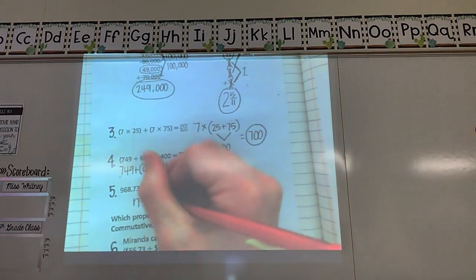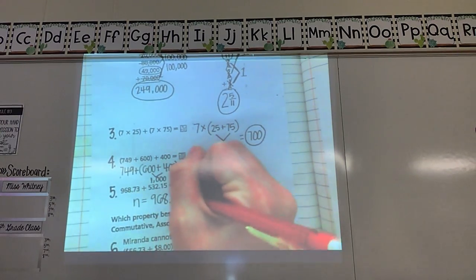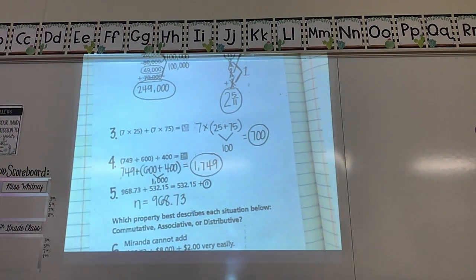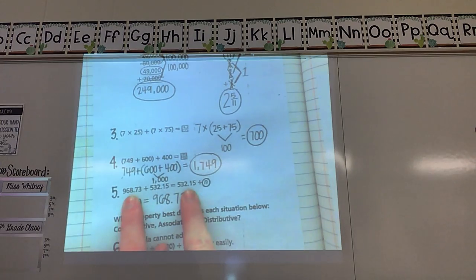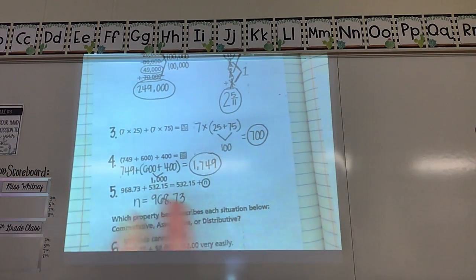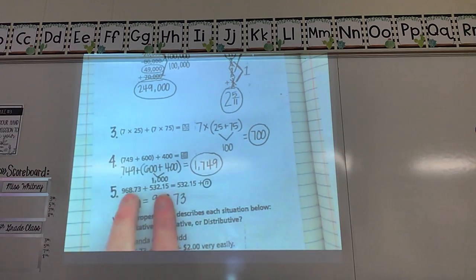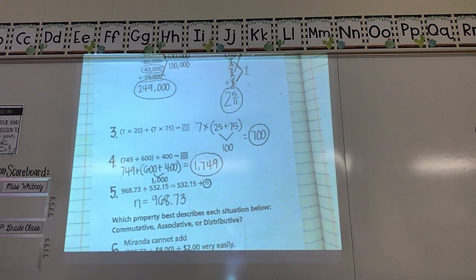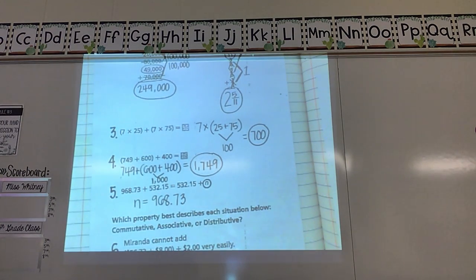N should equal 968.73. Because look on both sides of your equal sign. I have this same number on both sides. So all I need to do is take this number and put it there. They are just switching the order on the other side. They're using the commutative property. They just switched the order. So the missing number would be whatever was on the other side that is missing still.